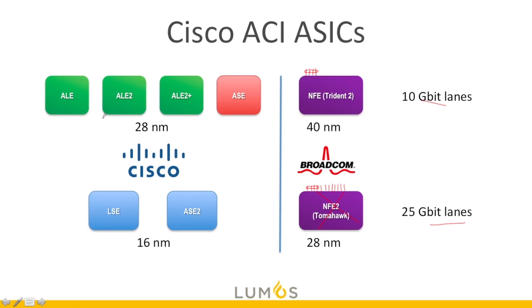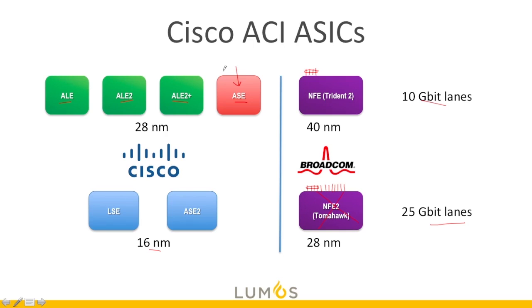On the left here we have the Cisco chips, 28 nanometer based and 16 nanometer based. We have the ALE, the Application Leaf Engine, as well as the ALE2 and ALE2 Plus. The ALE was referred to as North Star, and the ASC, the Application Spine Engine, goes into the first generation spine, either the 40 gig line card of the 9500s or the 9336. The 9336 basically has just one of these chips in it.